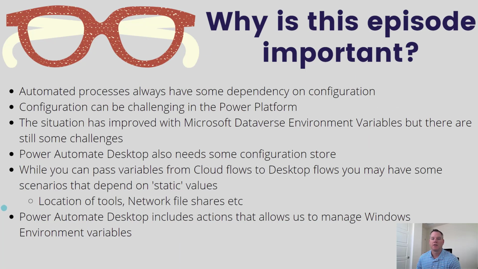Now, let's talk a little bit about why this content is important. Automated processes naturally have some sort of dependency on configuration. You need to be able to figure out what your paths are, where you store specific assets, maybe utilities or tools. And you need to be able to retrieve this configuration quite easily at runtime, just to allow for some dynamic nature, especially when you think about different environments: dev, test, prod, etc.